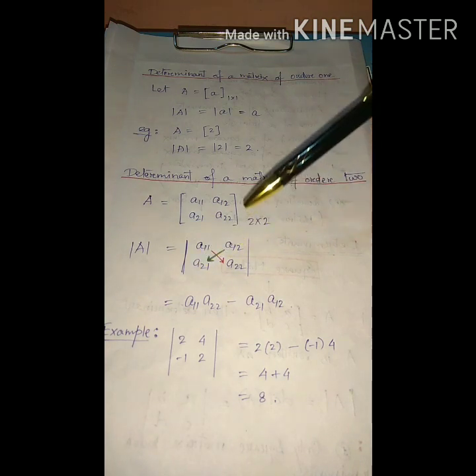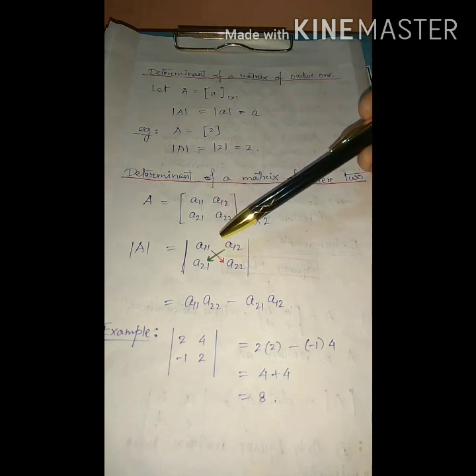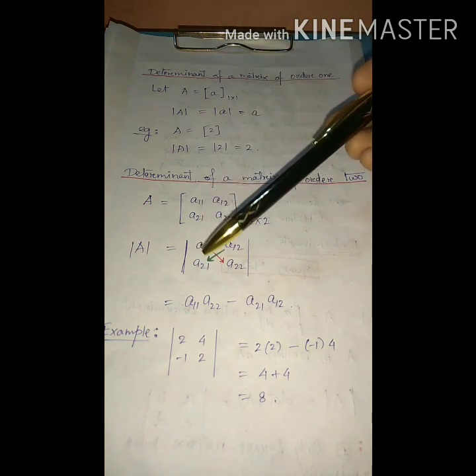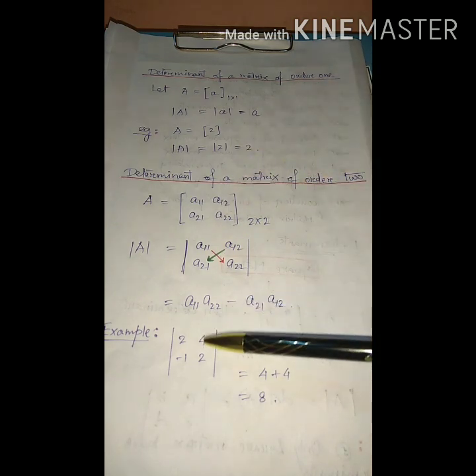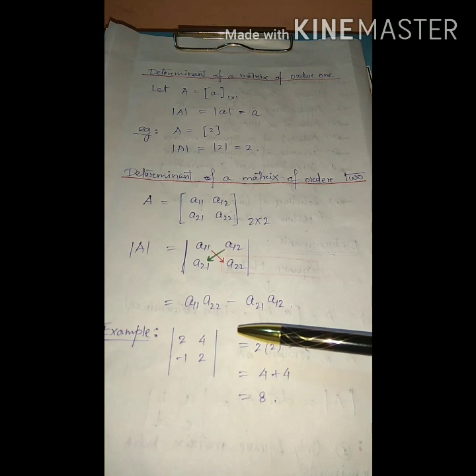Is it clear? So this is the process to find out the value of a 2 by 2 determinant, isn't it? A matrix is given to you, and from here we can easily find out the determinant. So let's take an example here. Suppose 2, 4, minus 1, 2 is given to you, so you have to find out the value of this result. So easily we can find out.